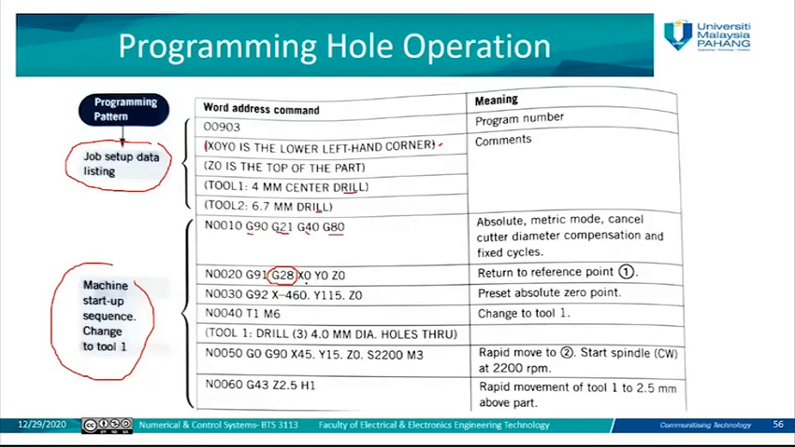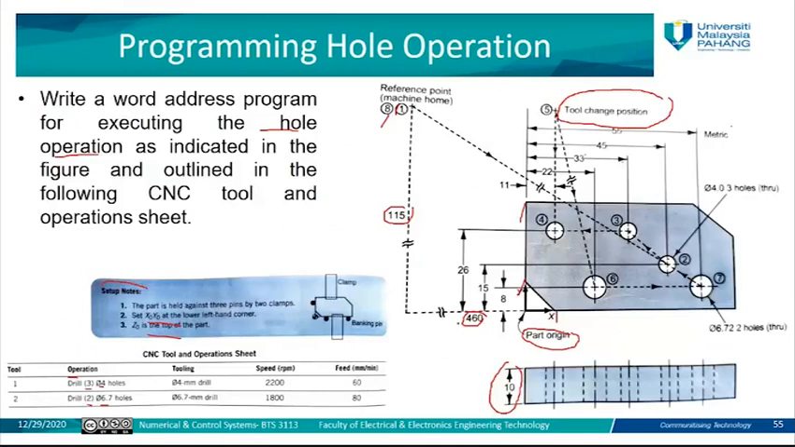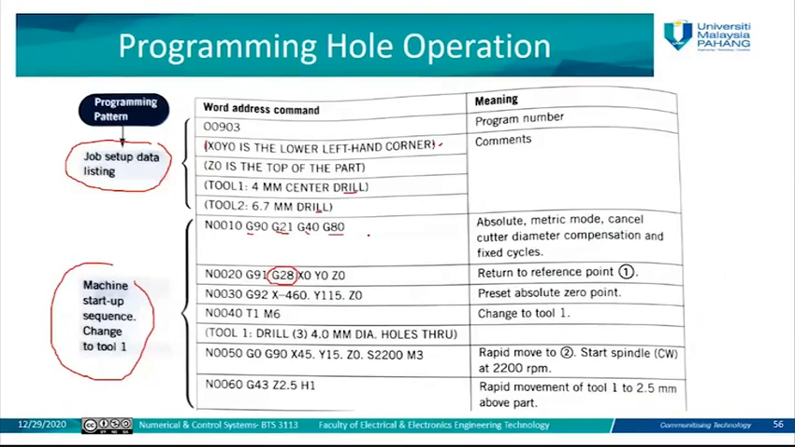After returning to the reference point, we can go for presetting the absolute 0 point. So here G92, X negative 460, and Y115. According to this, it is 460 in the X-axis negative, and 115 in the Y-axis positive. So here you need to preset the absolute 0 point. That means instead of 0, 0, 0, which is the original one here, you need to define or preset it to negative 40, 60, 150, and Z0 according to the given information from the table.